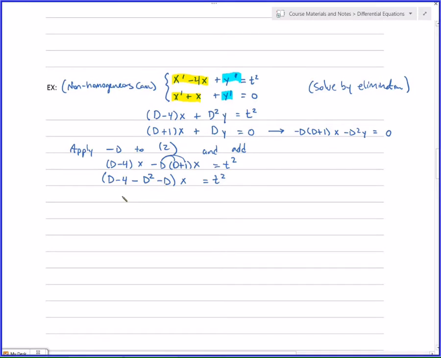Simplify this, you end up with minus D squared minus 4 x equals t squared. And I don't like the minus in here, so I'm just going to change that to D squared plus 4 x equals negative t squared. Just multiply both sides by negative.